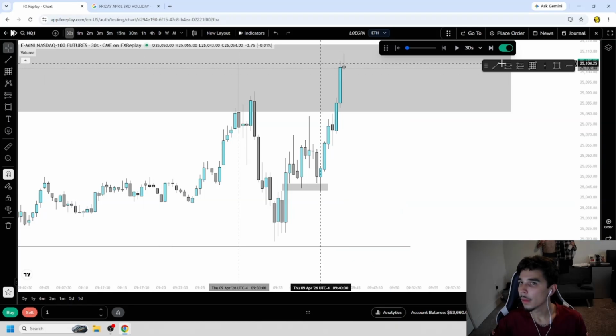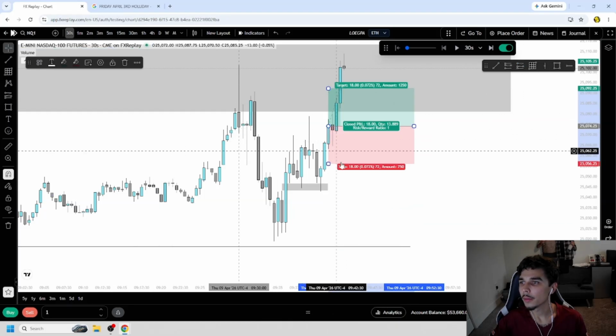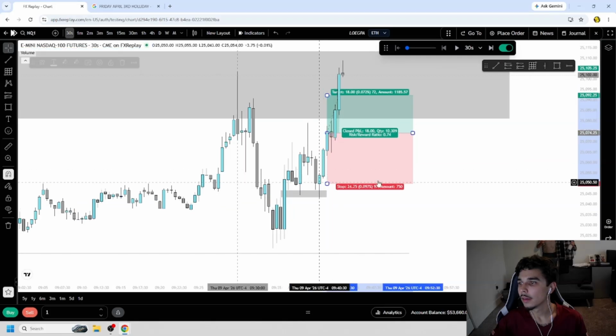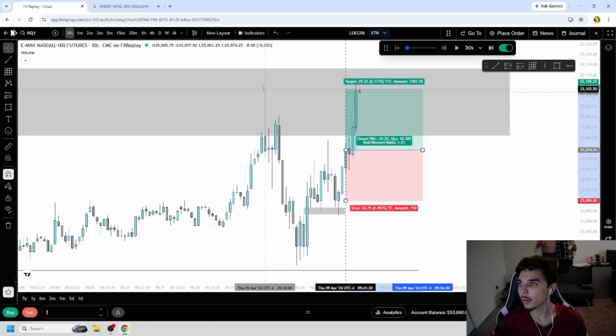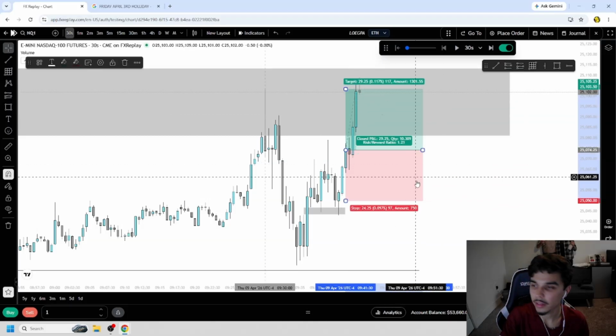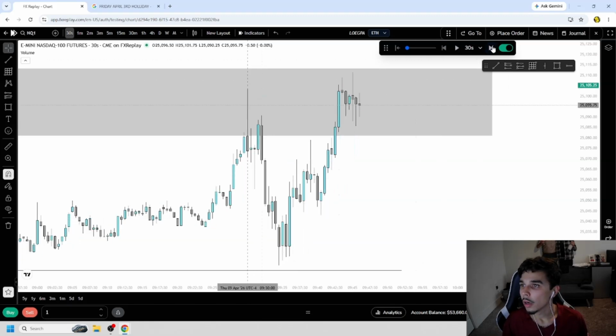Yeah, I mean, you can take like a dodgy type play. Do something like this. We did get a sweep of this low right here. I mean, it's pretty obvious that we are going to go higher towards this wick. So you can take something like that, but that's just not the way I trade. So I'm going to stay out.